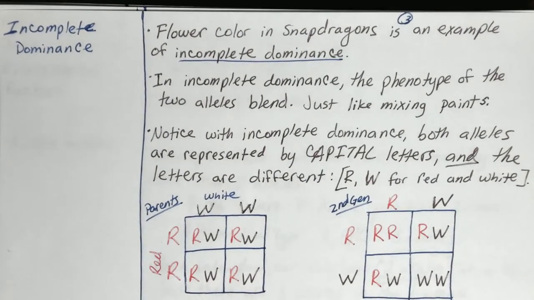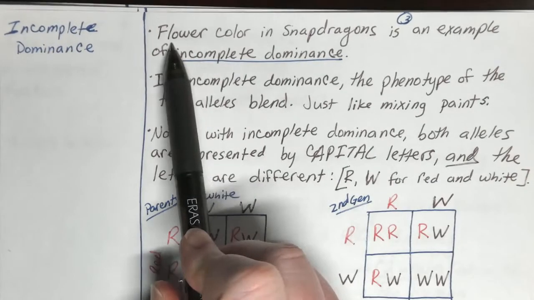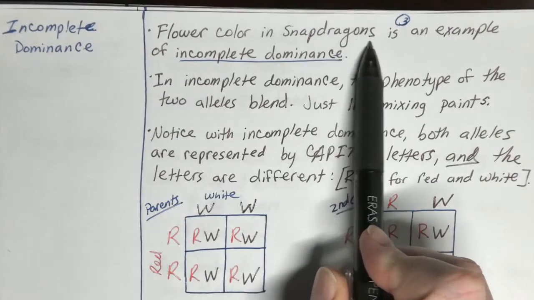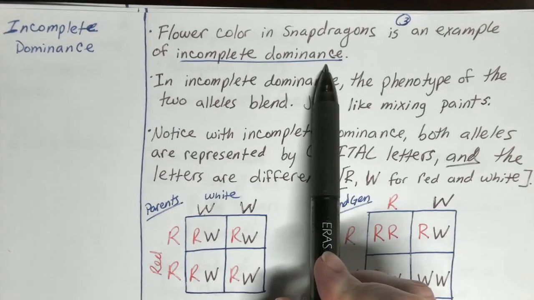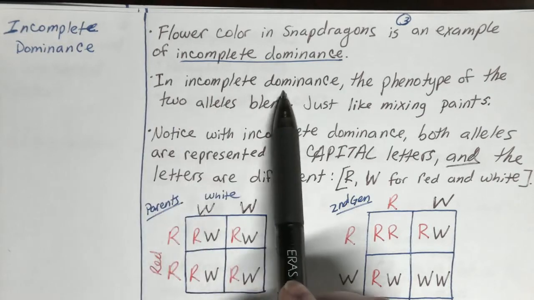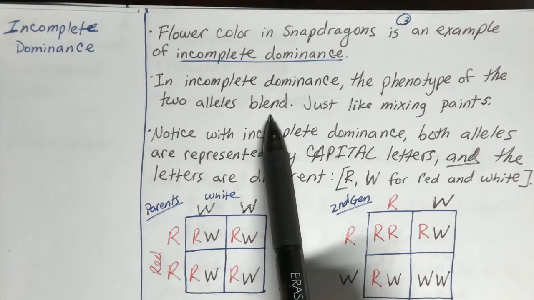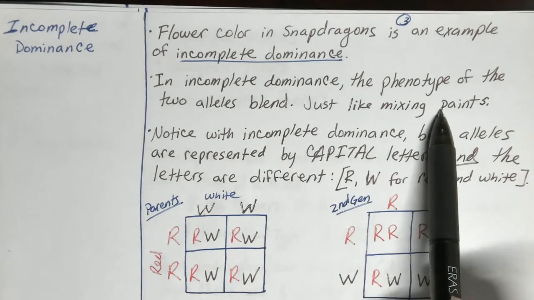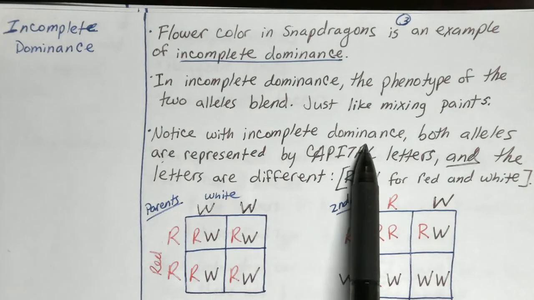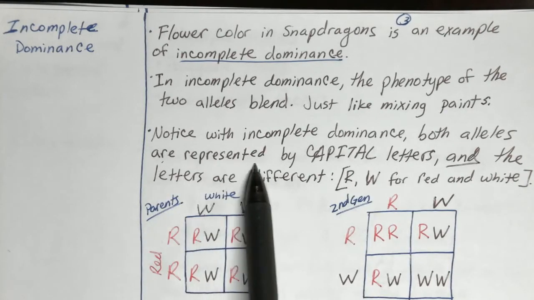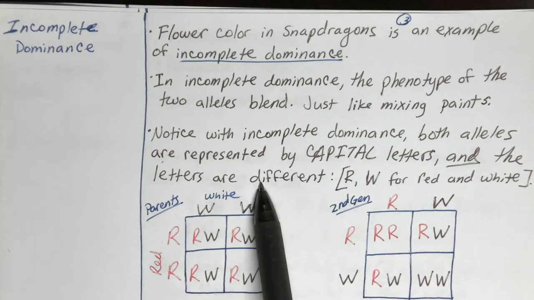So we're still talking about incomplete dominance. The flower color in snapdragons is an example of incomplete dominance. In incomplete dominance, the phenotype of the two alleles blend, just like mixing paints. Notice, with incomplete dominance, both alleles are represented by capital letters, and the letters are different.